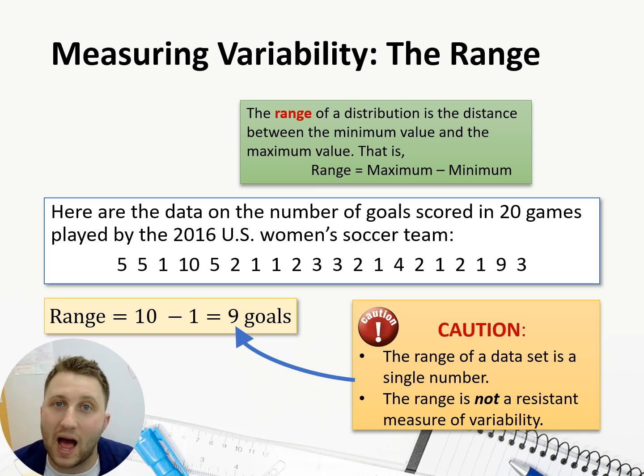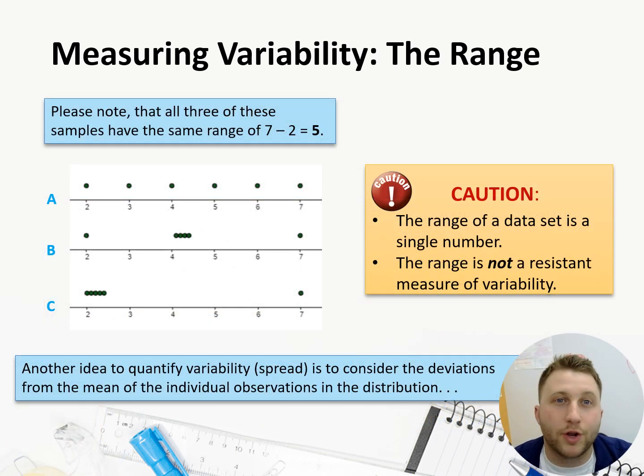Please note the range is not resistant. Just adding one outlier or taking one away can completely change the value for this measure of spread. This is a pretty good illustration of that fact, right? We've got 3 different distributions, and if you just look at the range, it looks like all 3 of the distributions have similar or the same variability, right? The range for all 3 of them is 5 because the max for all of them is 7 and the min for all of them is 2. But looking at them visually, I can see that A has much more variability than C, for example. And this is a reminder that range is not resistant. It is not a resistant measure of variability.